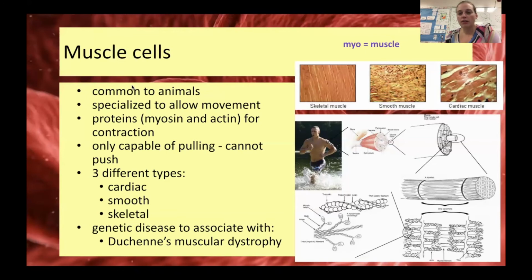Muscle cells are common to animals. It's the only kingdom we're going to find muscle cells in. There's 3 different types of muscle that animals use. Skeletal muscle, which contracts voluntarily. You can decide to move your muscles that are skeletal.